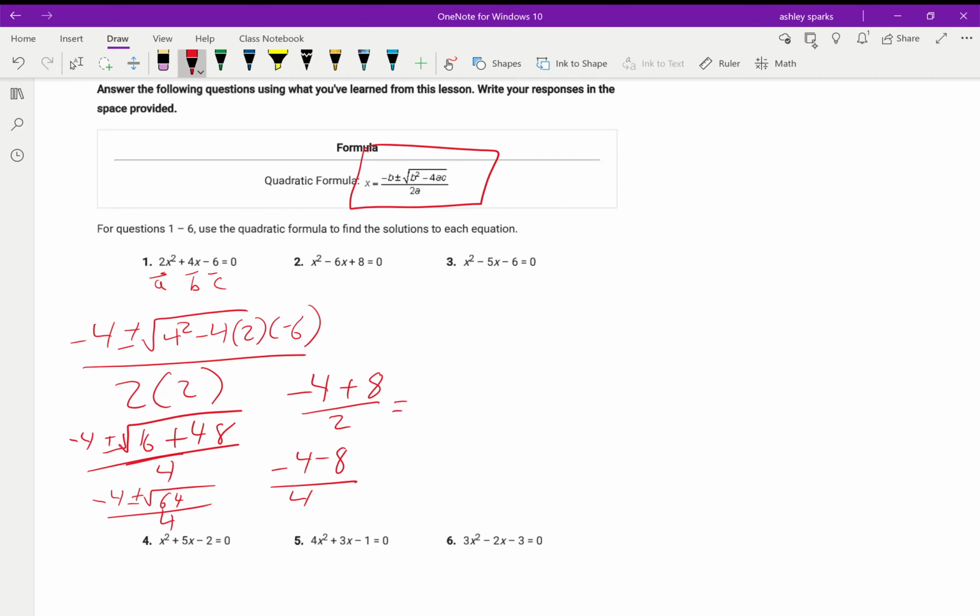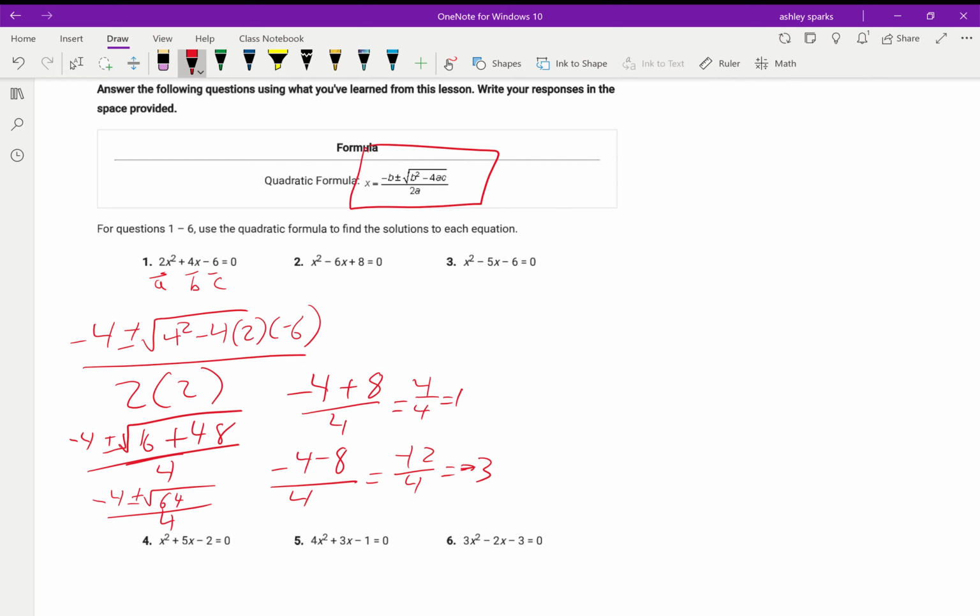Simplify. So negative 4 plus 8 is 4 over 4, which would give me an answer of 1. And negative 4 minus 8 would give me negative 12 over 4, which would give me an answer of negative 3. So these problems are a little long.